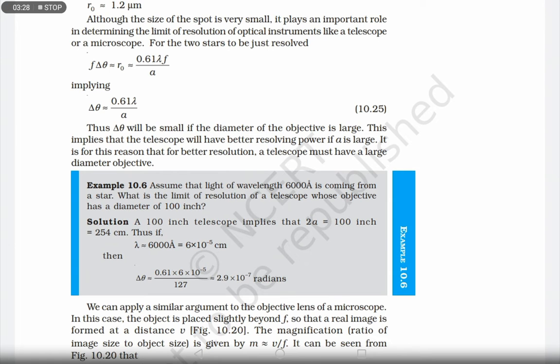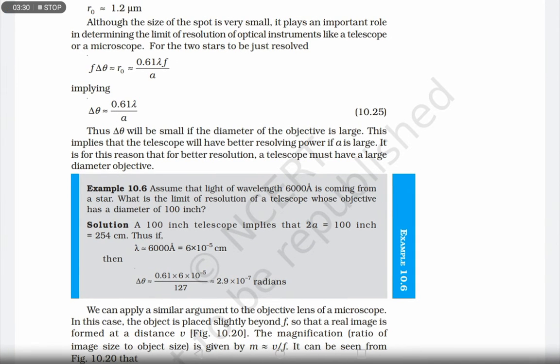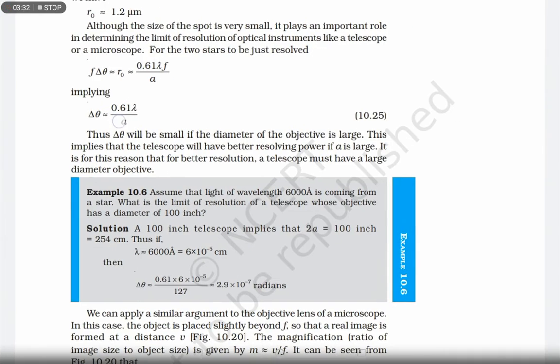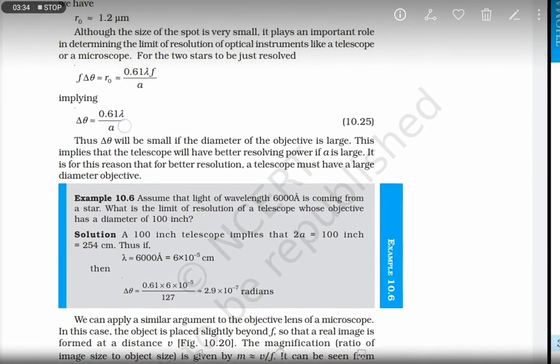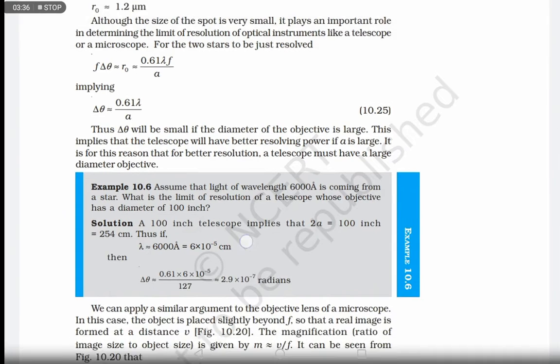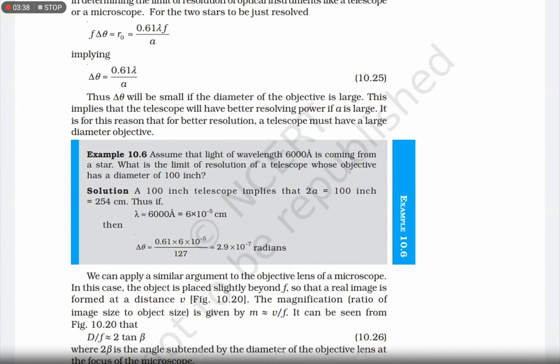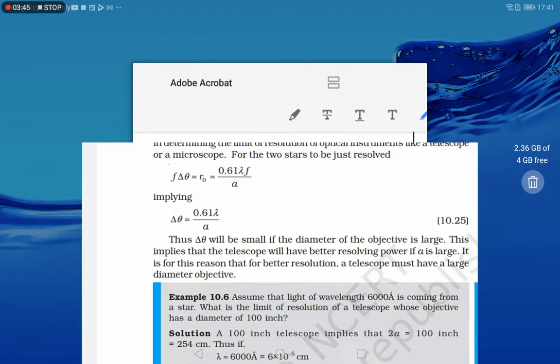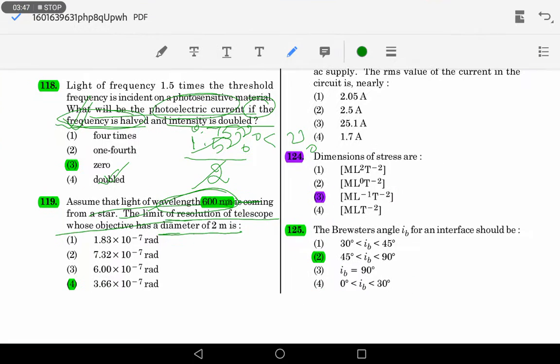or radius, or you can add 2a in here. So 2a divided by 2, meaning diameter divided by 2, radius of the telescope must be considered. 0.61 lambda by a, where a stands for radius of the telescope, not diameter.